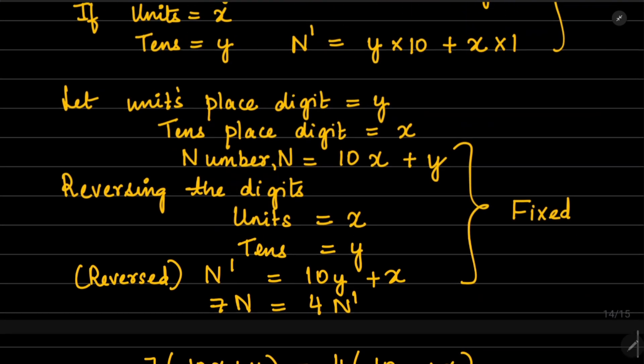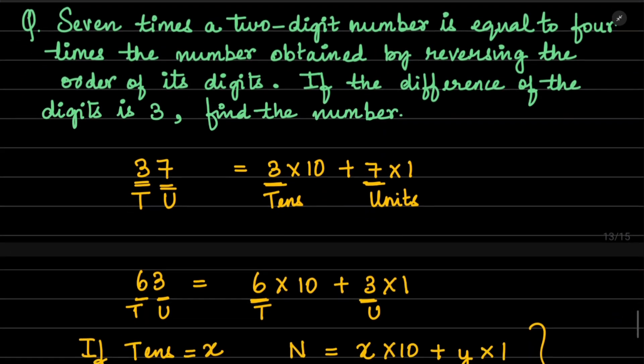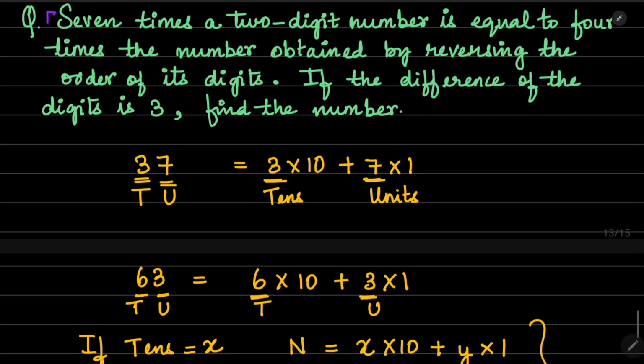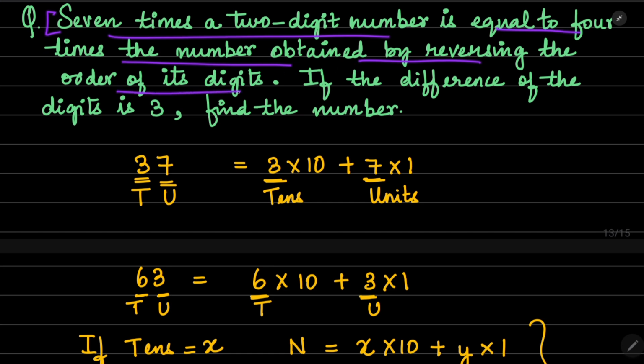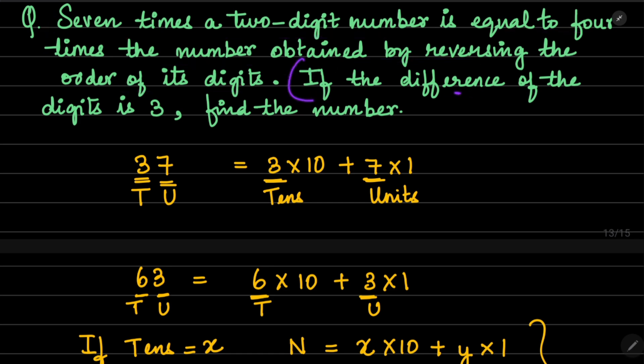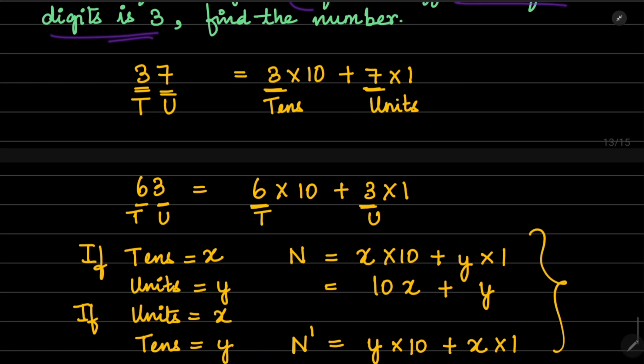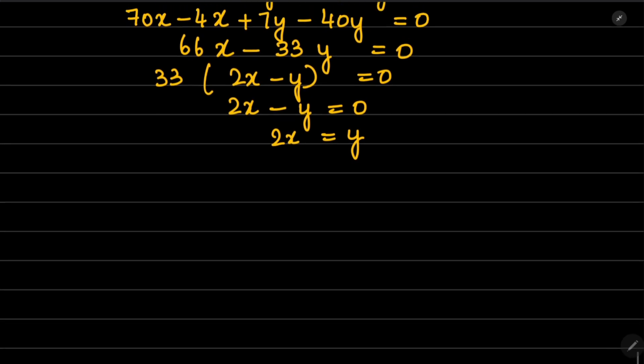And then what is given? The first sentence we have done: 7 times n equal to 4 times n dash. Next, what is given? If the difference of the digits is 3, find the number. So the difference of the digits, that is x minus y equal to 3, or you can say y minus x equal to 3.